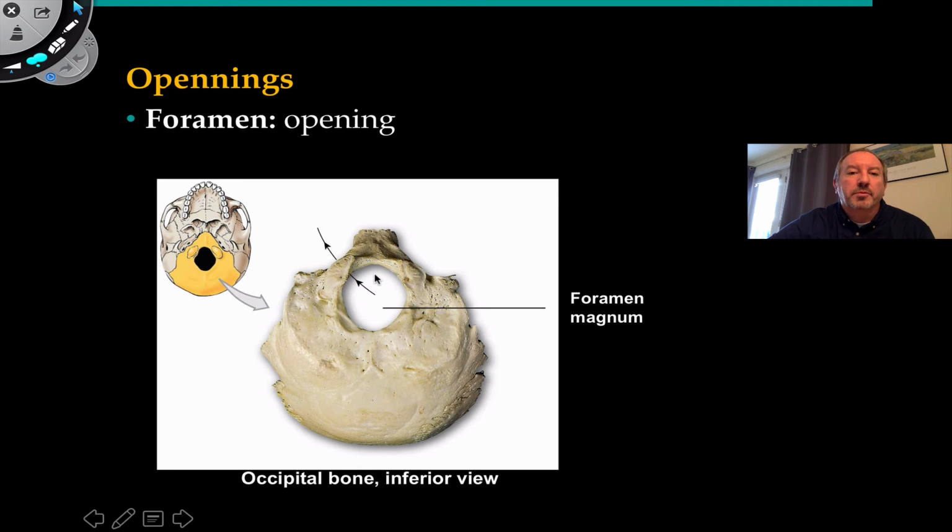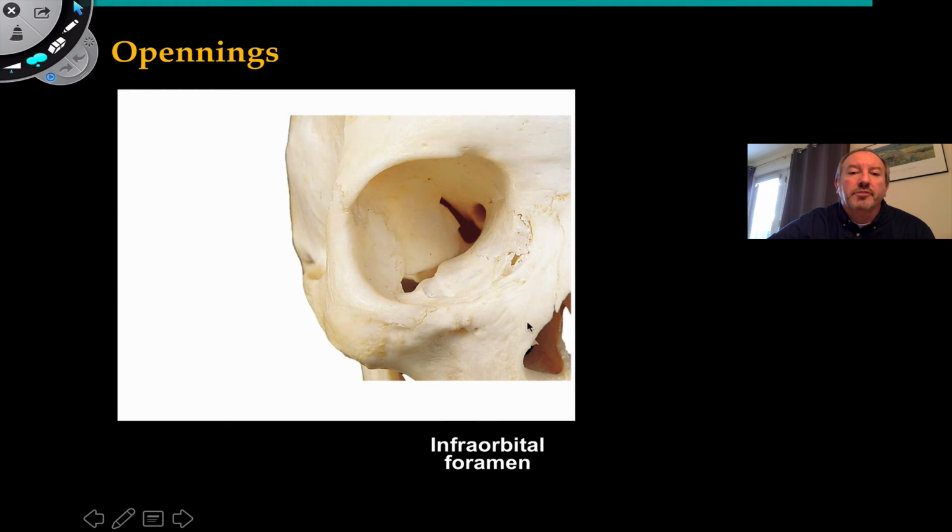You might be familiar with, this is a skeletal discussion, but there's a foramen ovale, which is an opening in the fetal heart. Here's a very small foramen right here, which is right below the orbit of the eye. As you can see here, it's the infraorbital foramen right over here, where I'm pointing with the cursor.